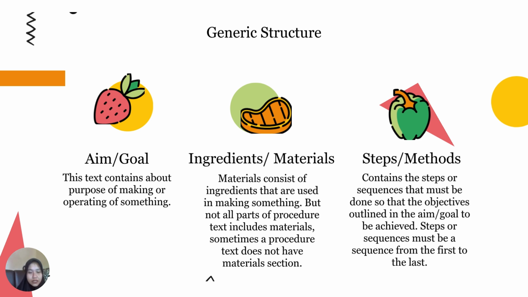Material consists of ingredients that are used in making something, but not all procedure texts include material. Sometimes a procedure text does not have a material section. For example, rice, vegetables, eggs, cooking oil, frying pan. Third is steps or methods. This contains the steps or sequences that must be done so that the objective outlined in the aim or goal can be achieved. Steps must be in sequence from the first to the last.